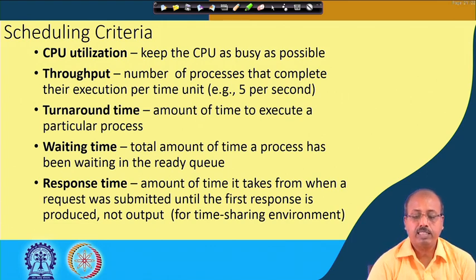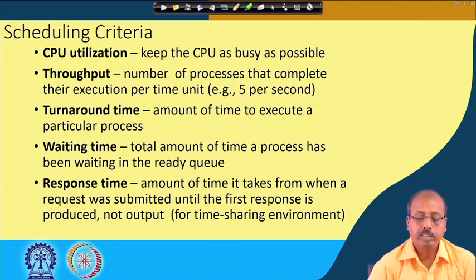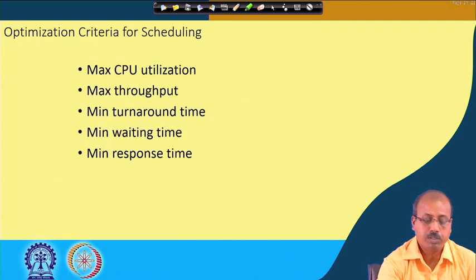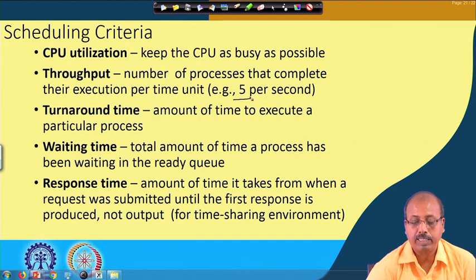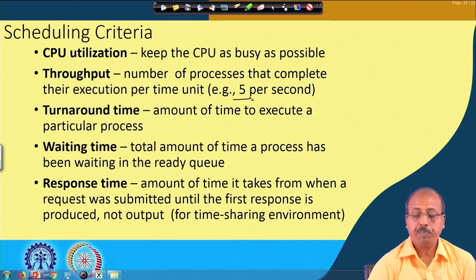So, CPU utilization is a measure: keep the CPU busy as much as possible. How much time is the CPU busy? If there is no job to be done by the CPU, then naturally the CPU will remain idle and that time will be wastage. Then the throughput: the number of processes that complete their execution per unit time. For example, I can say there are 5 jobs completed per unit time, so the throughput is 5 per second. Again, what we would like is that the throughput should be high.